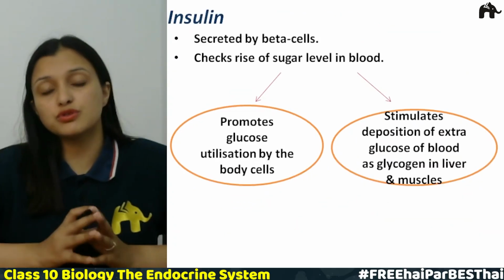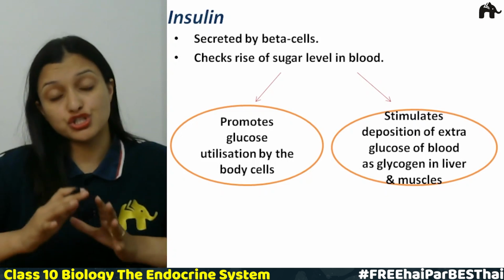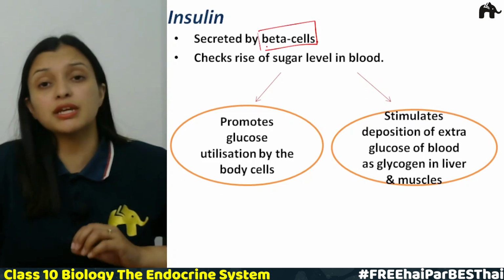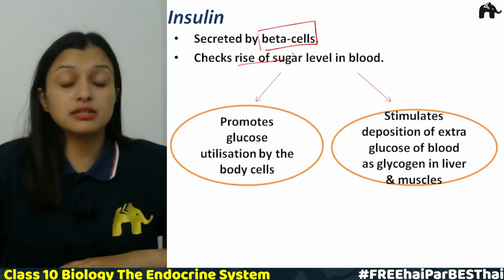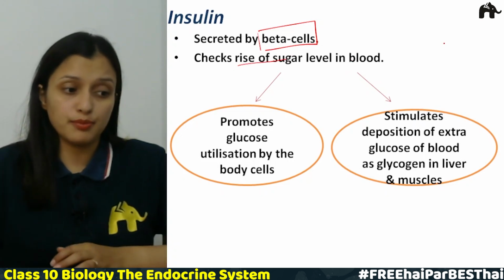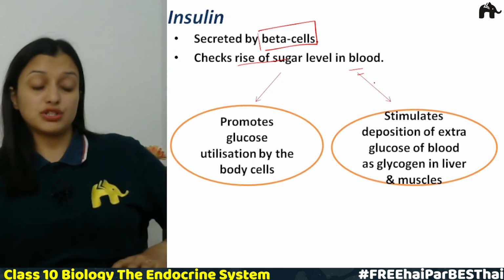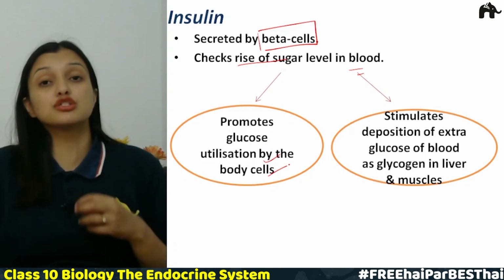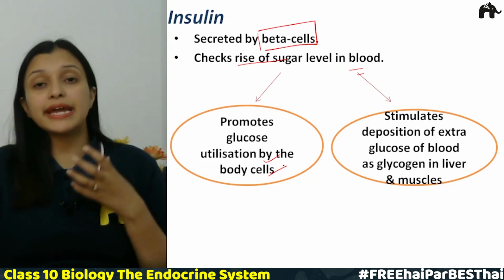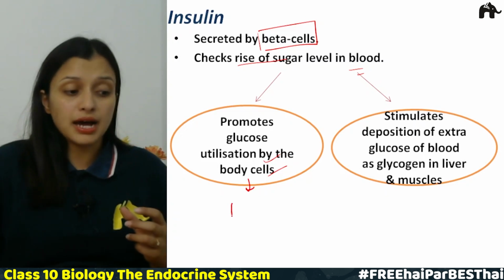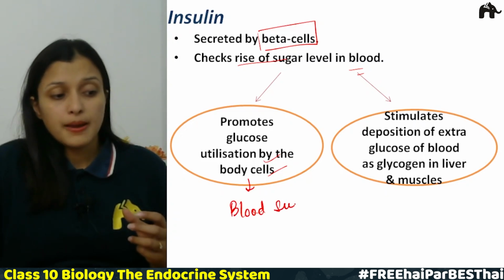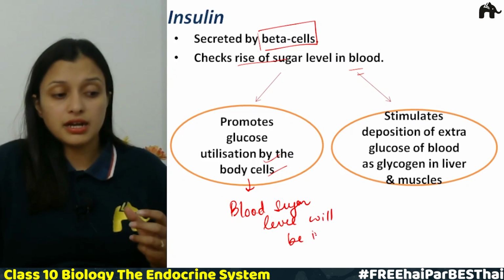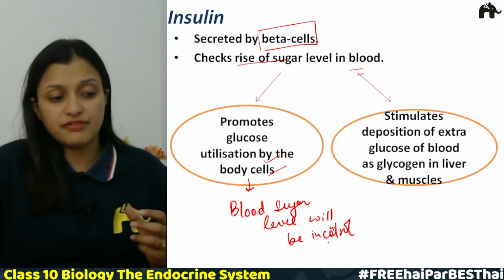The first hormone secreted by the endocrine portion of the pancreas is insulin. Insulin is secreted by beta cells. This is something important that you should remember. It checks the rise of sugar levels in our body. How does it function? It promotes glucose utilization by the body cells. Body cells will utilize more and more glucose, so more and more energy will be produced, and the blood sugar level will be in control.